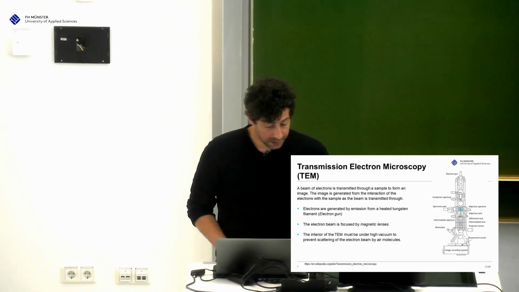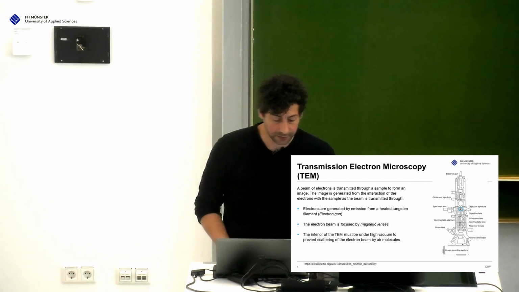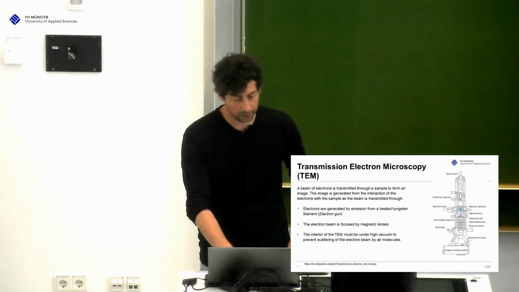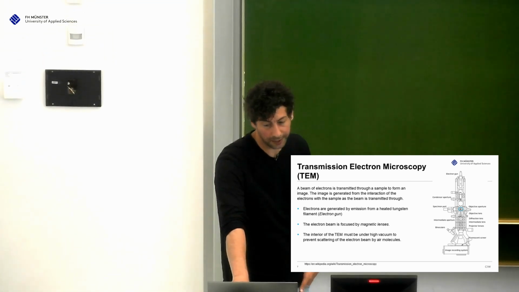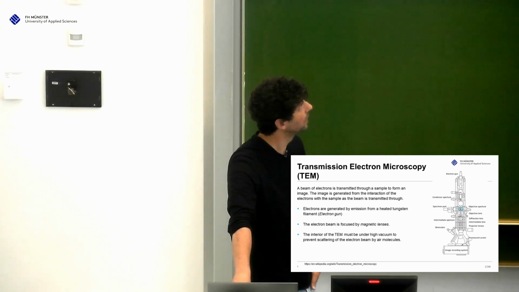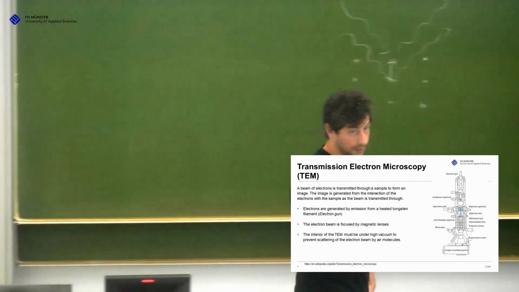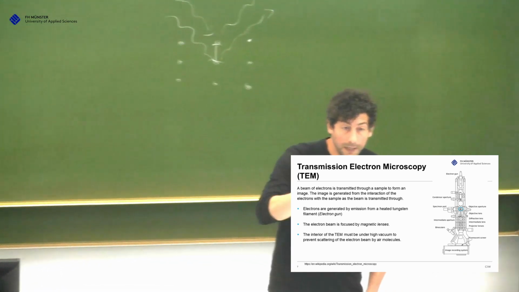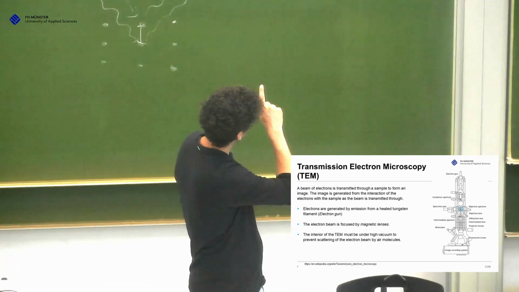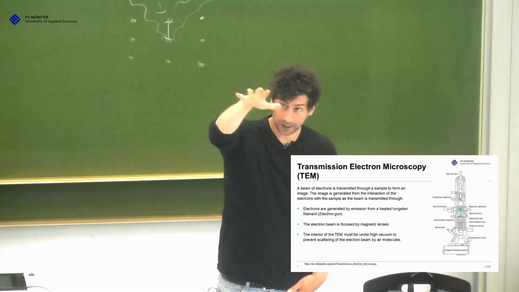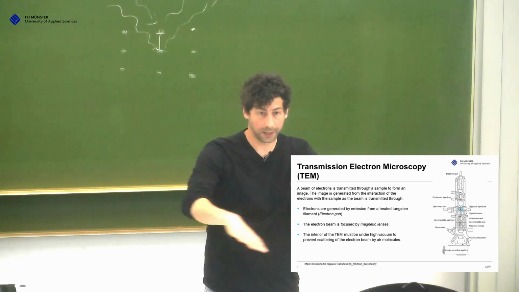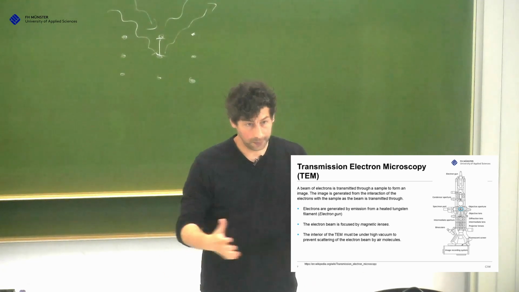So electrons are generated by emission from a heated tungsten filament here. The electron beam is focused by magnetic lenses, and the interior of the TEM must be under high vacuum to prevent scattering of the electrons by air molecules. So normally you have 10 to the power minus 4 Pascal. And there are two reasons. One is, if you would have air in there, the electrons you're shooting would interact with the air and you don't get a clear image.